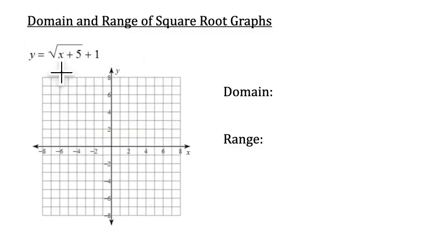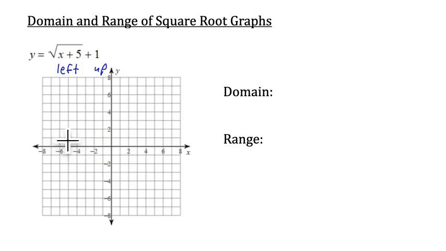So let's go ahead and graph this equation and then figure out the domain and range. So once again, we have a square root graph, and it's going to move the endpoint compared to the parent graph left 5 and up 1. So normally the endpoint is at 0, 0. On this one, we're going to move it left 5 and up 1. So here's our endpoint.